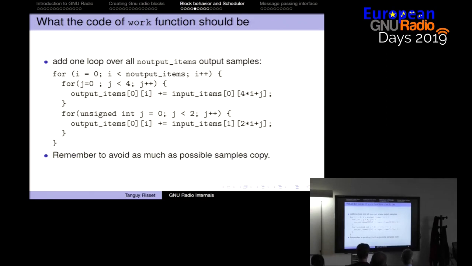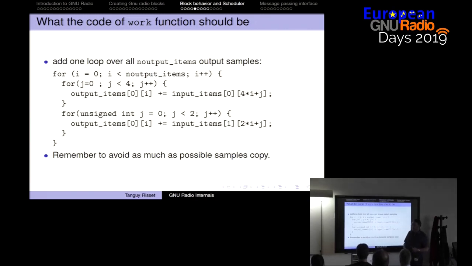It's at the end of the work function. And it's the same thing. You consume n output items times the number of inputs. So this is the code that you will write in practice. It is the same loop inside, except that, of course, I've indexed the right sample that I want to access, because you have, as external loop, the loop on the output items that you produce.